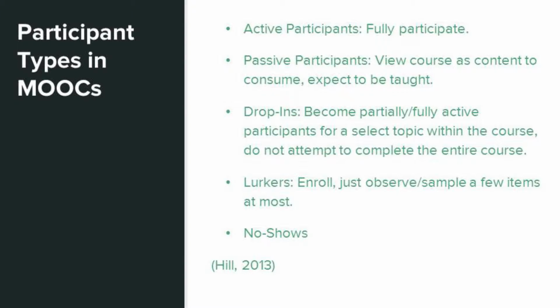So we started by looking at the different types of participants in a MOOC. So you get active participants, passive, drop-ins, lurkers and no-shows. By a lurker we mean somebody who has actually had a little bit of engagement with the course. I think we defined it as having tweeted at least 5 times.